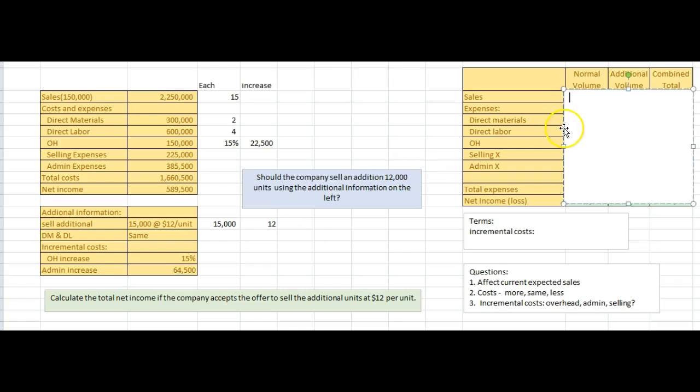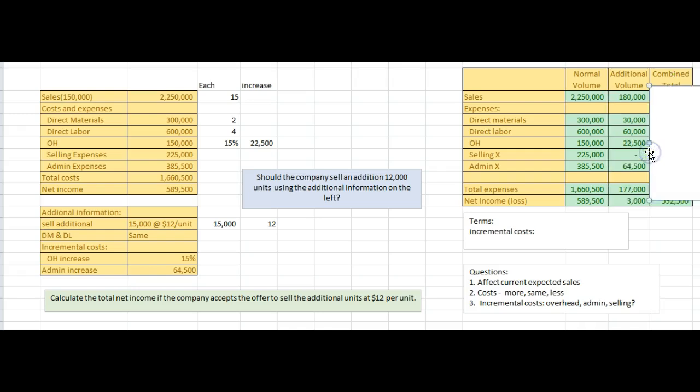Let's look at the normal volume. And we find out, if you plug these numbers in, here's our sales, our costs, our total expenses, and our net income without the 12,000. So now let's add that 12,000 and see how we do.